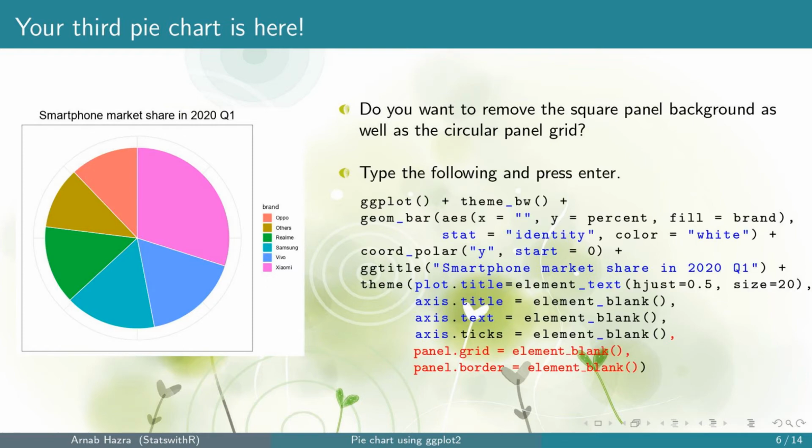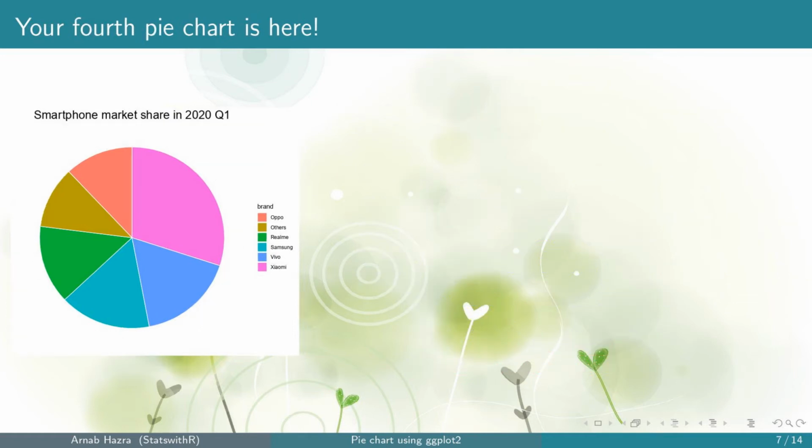To do them, within theme add the argument panel.grid = element_blank(). This removes the circular grid. And panel.border = element_blank(). This removes the square border. Now press enter. Okay, you get your fourth pie chart.